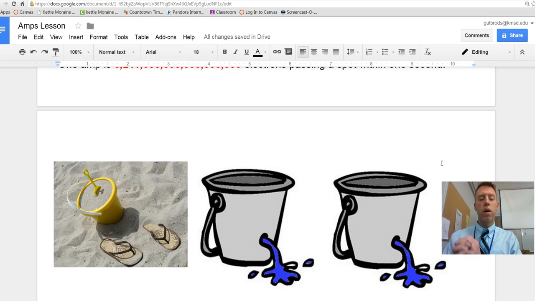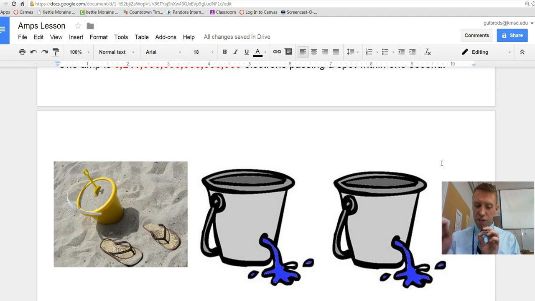Now, what bucket had a higher current, do you think? Bucket number 1 or bucket number 2? Bucket 2 had a higher current, and the way that we know that is more particles flowed out of the bucket. And we know that because we could actually count them.